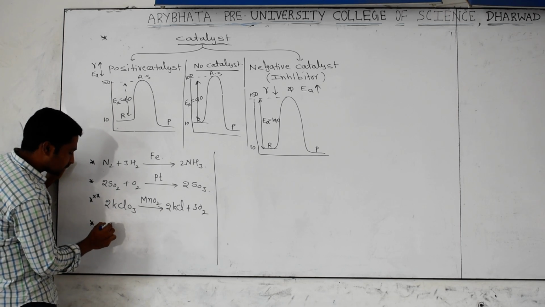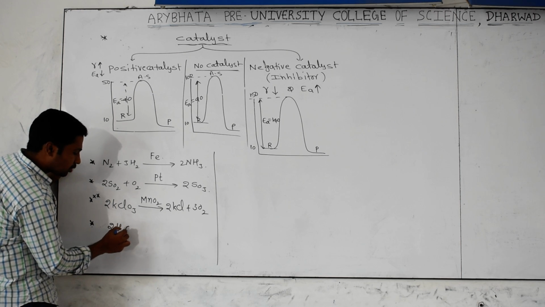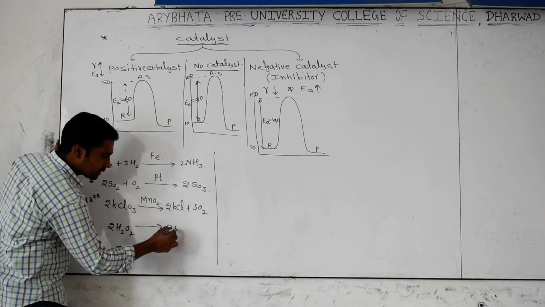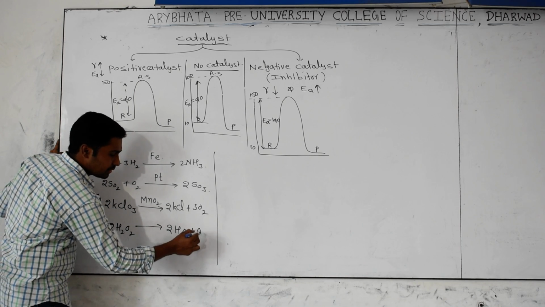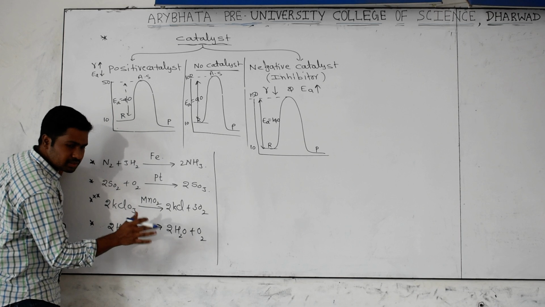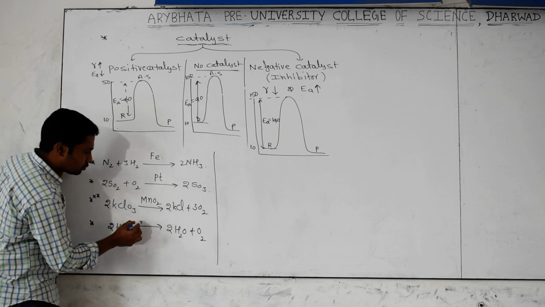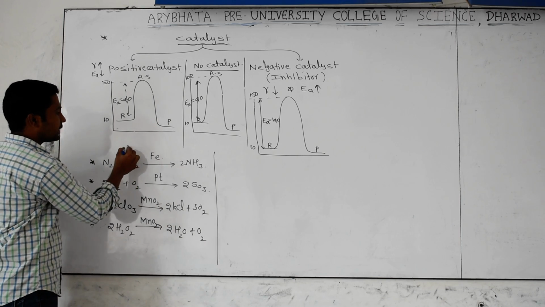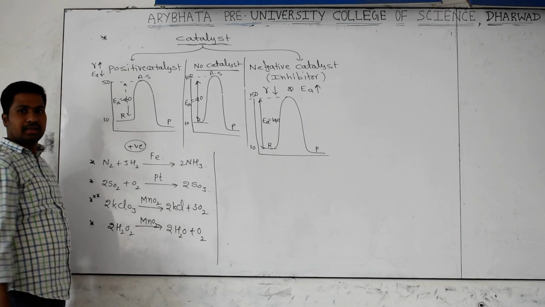Can you see some other example? We learned already in first year: decomposition of hydrogen peroxide. Hydrogen peroxide decomposes into water and oxygen. It's already going with some speed, but still I want to improve the speed. Then which catalyst do we use? Manganese dioxide. These all are acting as positive catalysts.